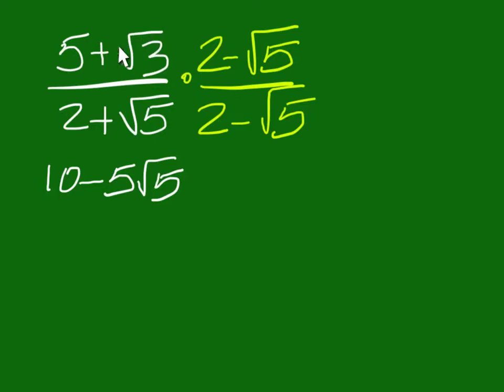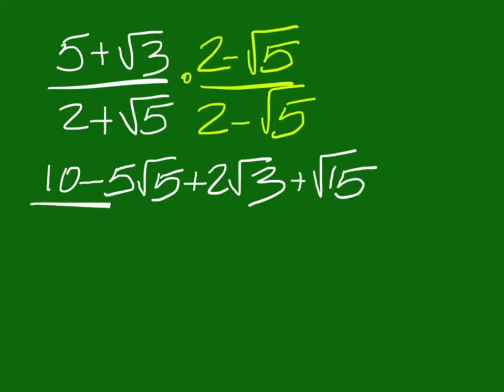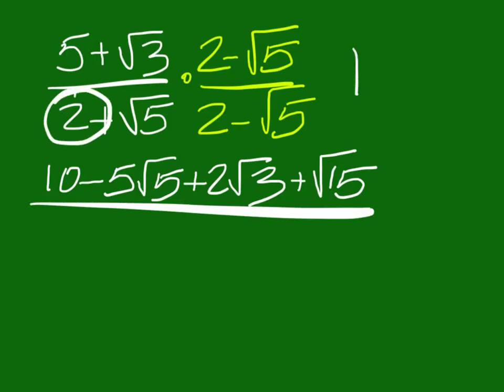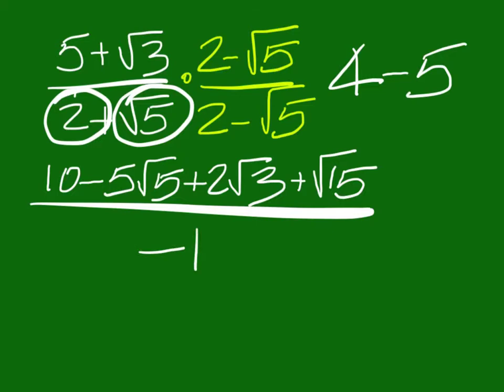Then you go to this. Square root of 3 times 2 is 2 square root of 3. And then square root of 3 times square root of 5 is square root of 15. On the bottom, use the trick we learned yesterday, which was 2 squared is 4. Square root of 5 times itself is simply 5. So you end up with a minus 1 on the bottom.